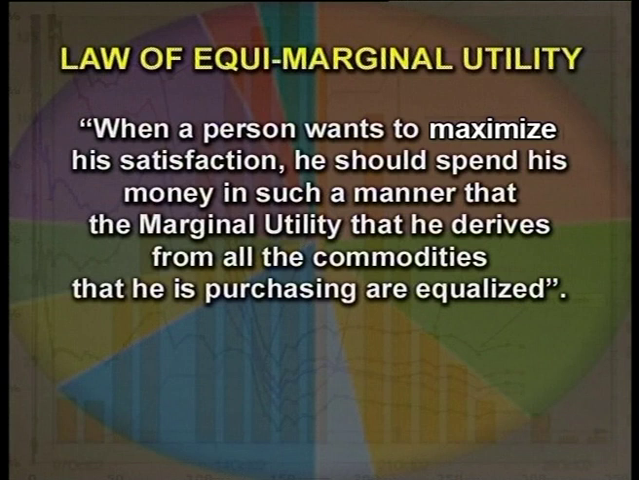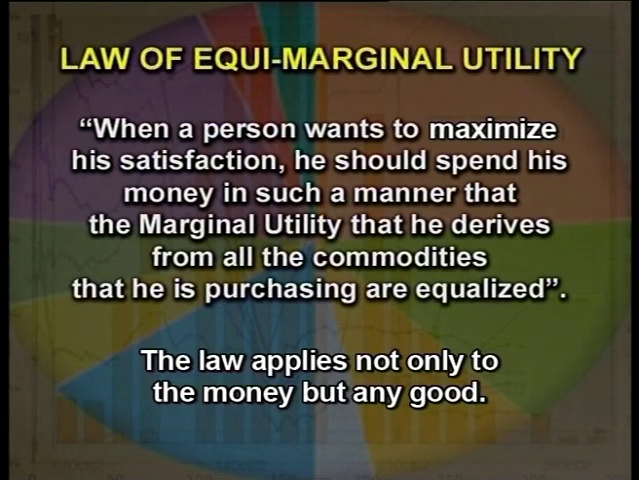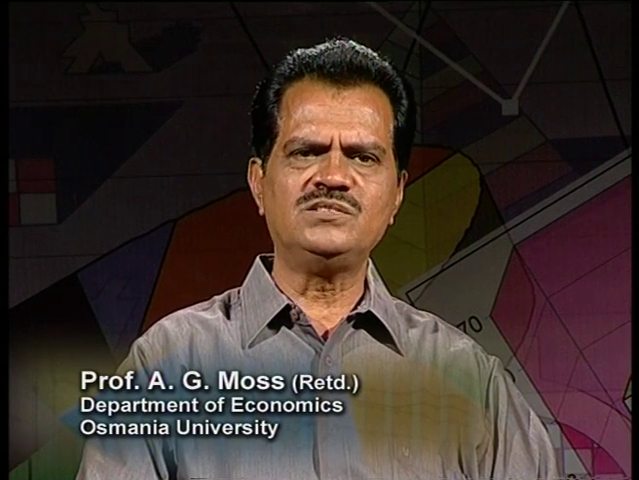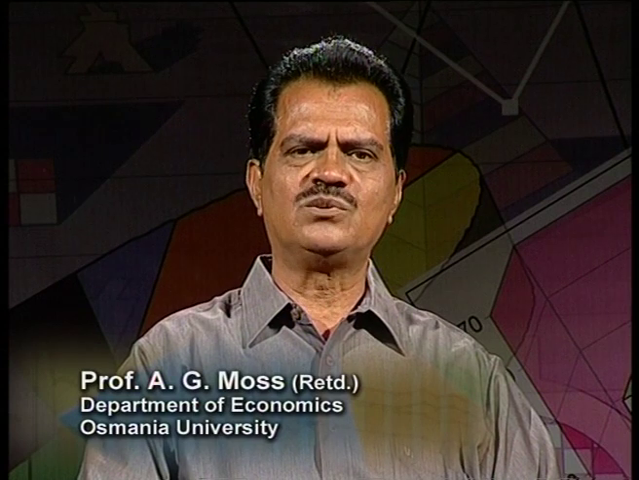Now, the law states that when a person wants to maximize his satisfaction, he should spend his money in such a manner that the marginal utility that he derives from all the commodities that he is purchasing are equalized. This law not only applies to money, but to any good that he has. Suppose a person has some good which can be used for multiple purposes, then how does he distribute that good among those multiple purposes such that his total satisfaction or his total utility is maximized? And therefore, this applies to anything.